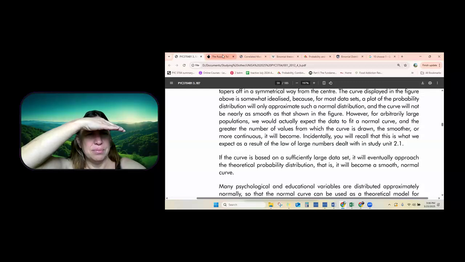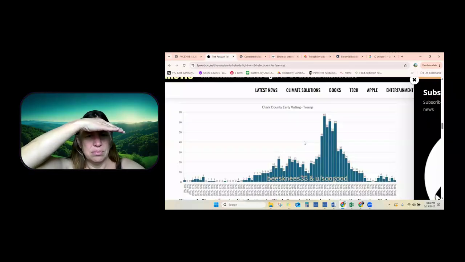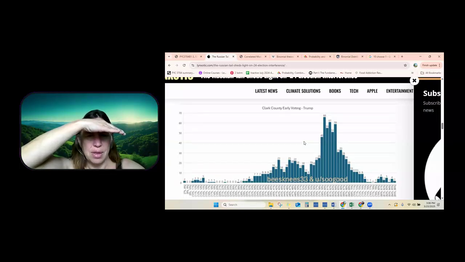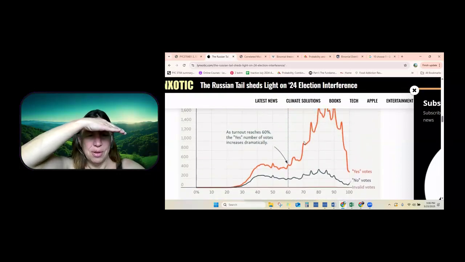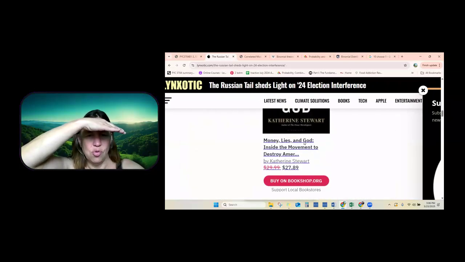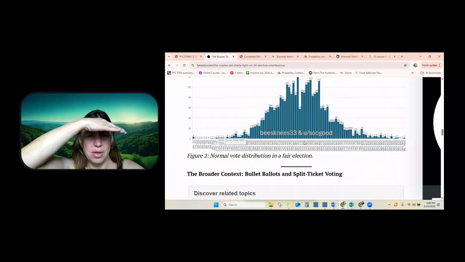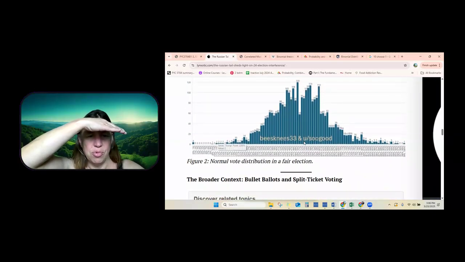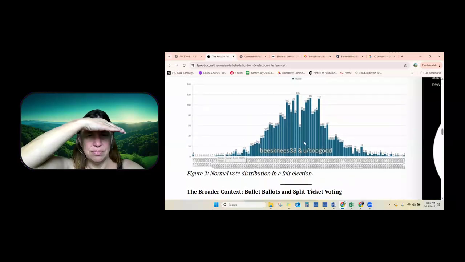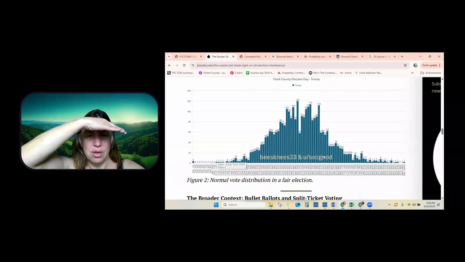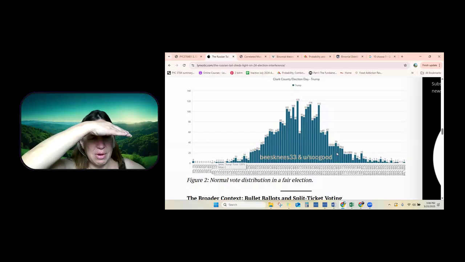Let's go and have a look again. Okay, that is not a normal distribution. You can see that there's something very wrong with those numbers. Okay, not normal. Where's normal? I think normal is down here somewhere. Okay, that's a normal distribution in a fair election. So you can see there's very few things that are exactly on the curve, but when you look at the big picture, there's your normal distribution curve. It tells you that that is a fair election and everything is as it should be there.